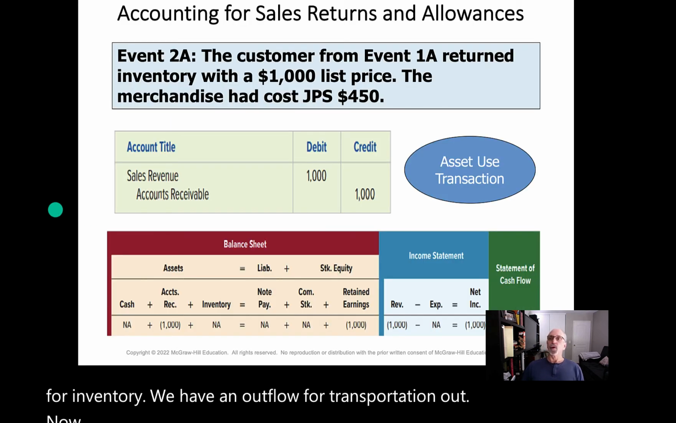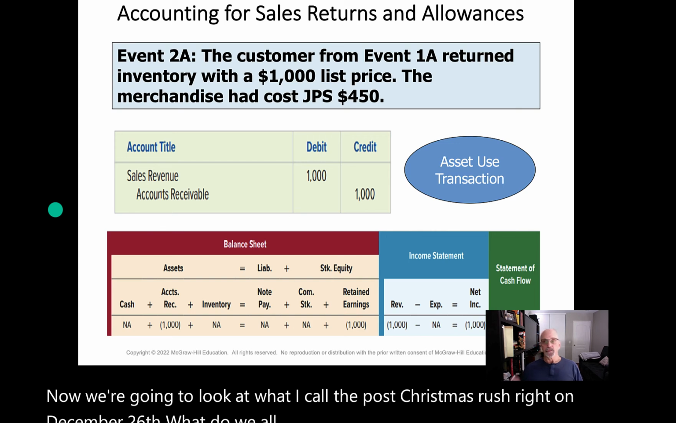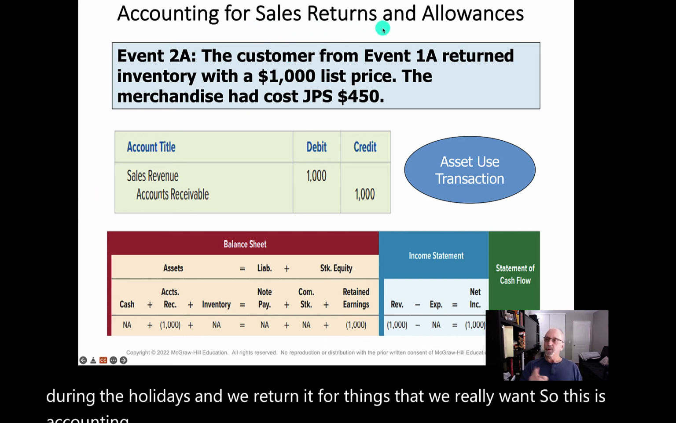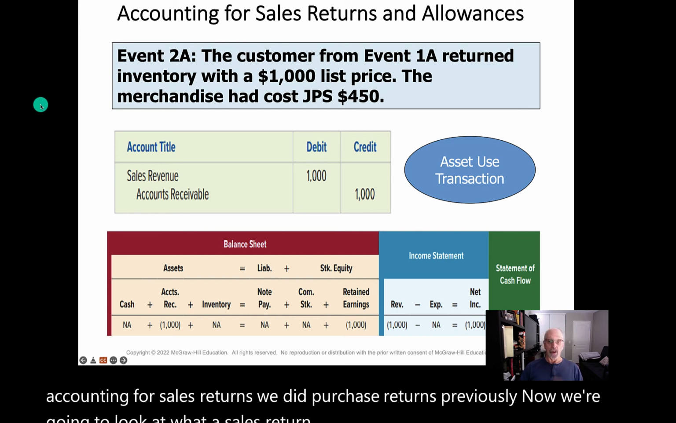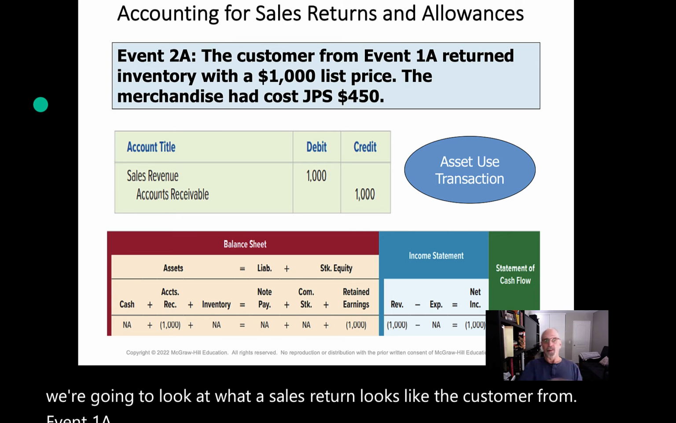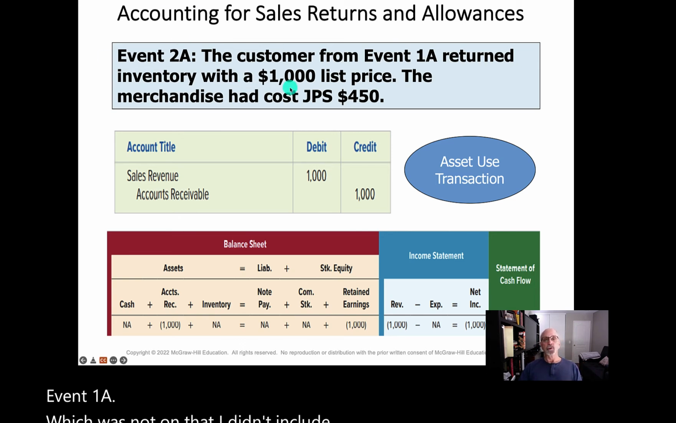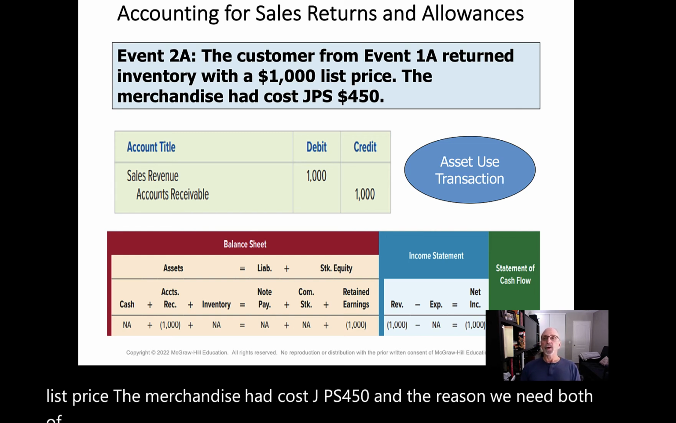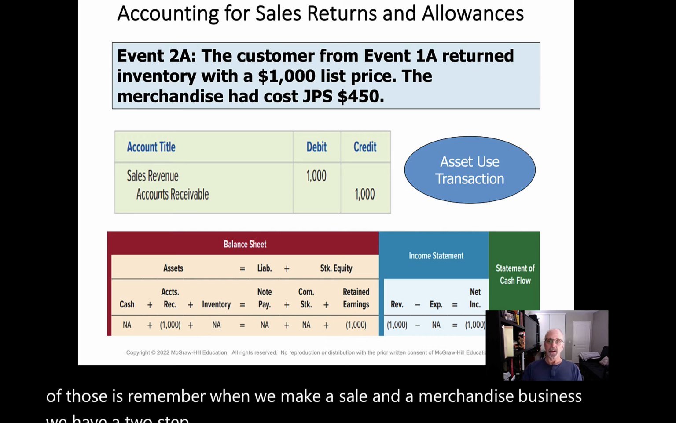Now we're going to look at what I call the post-Christmas rush, right? On December 26th, what do we all do? We take the stuff that we were given during the holidays and we return it for things that we really want. So this is accounting for sales returns. We did purchase returns previously. Now we're going to look at what a sales return looks like. The customer from event 1A, which I didn't include here, returned inventory with a $1,000 list price. The merchandise had cost JPS $450. Now the reason we need both of those is, remember, when we make a sale in a merchandise business, we have a two-step process. The first step is recognizing revenue.